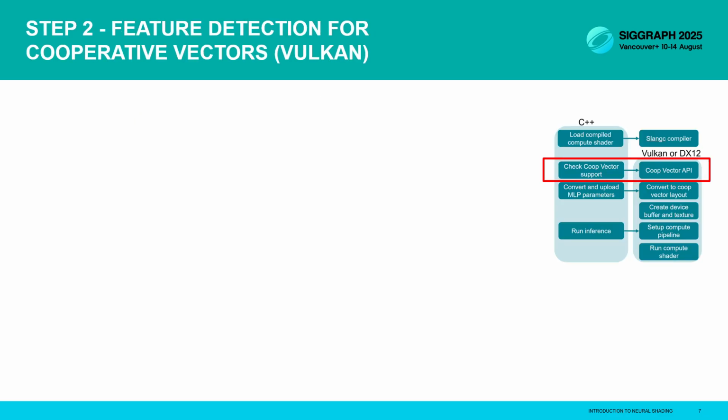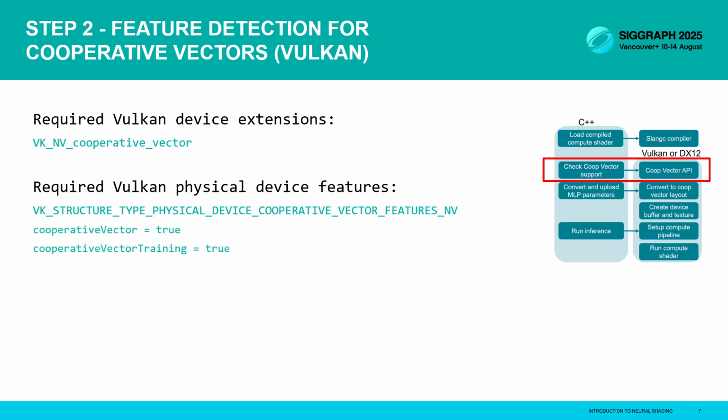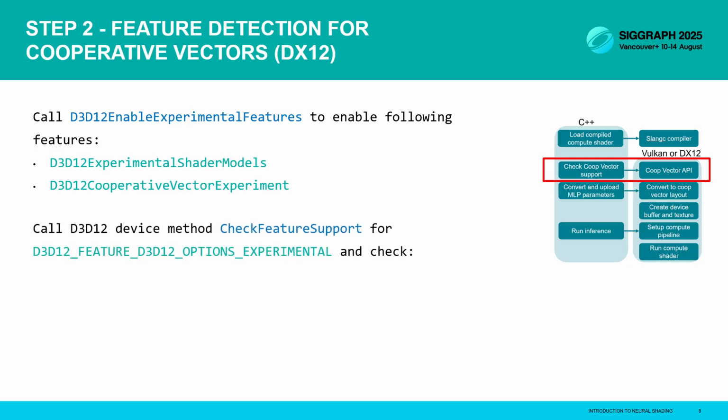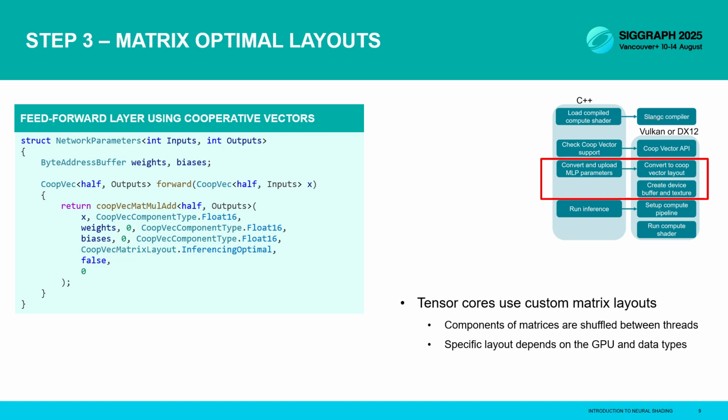In step 2, we check for cooperative-vector extension support. For Vulkan, we initialize the device with the VK NV cooperative-vector extension, and then check that the cooperative-vector feature structure has cooperative-vector and cooperative-vector training members both set to true. For DX12, first we call the D3D12 enable experimental features function to enable the D3D12 experimental shader model and D3D12 cooperative-vector experimental features. Then we call check feature support to make sure that both D3D12 cooperative-vector tier 1.0 and tier 1.1 features are supported. Let's talk about matrix optimal layouts.